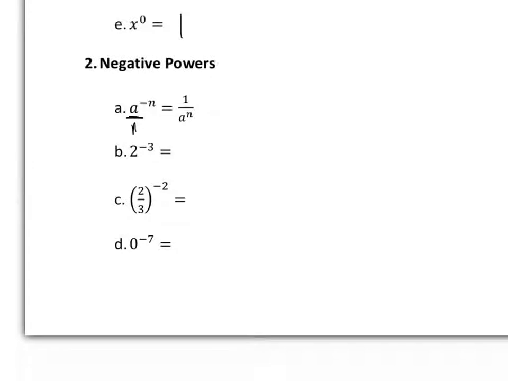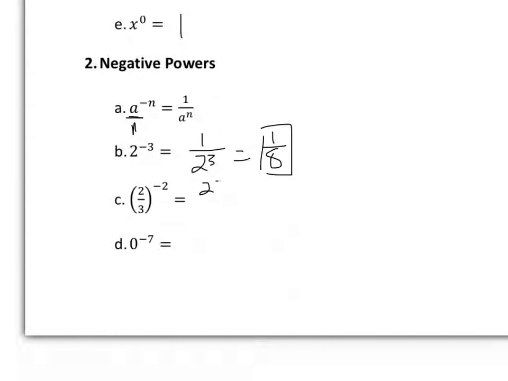So 2 to the negative third power is going to be 1 over 2 to the third power, which is 1/8. You keep the same number for the power, you just drop the negative sign when you move it across the fraction line. Right, so for C, here we've got 2/3 to the negative second power.